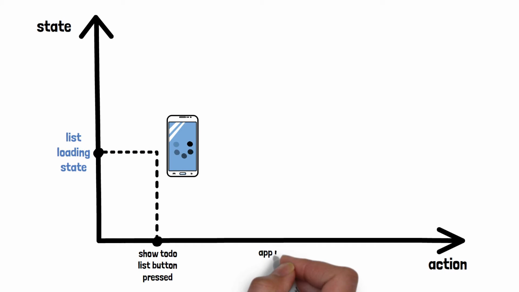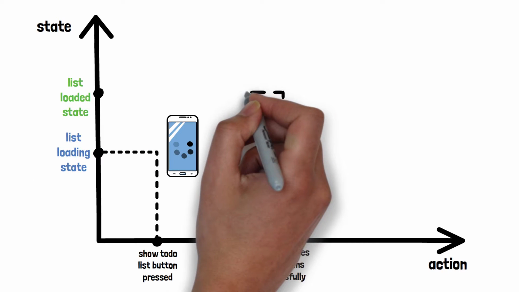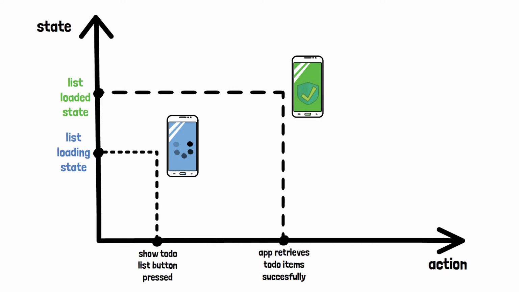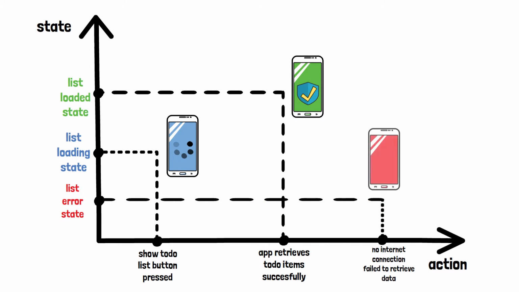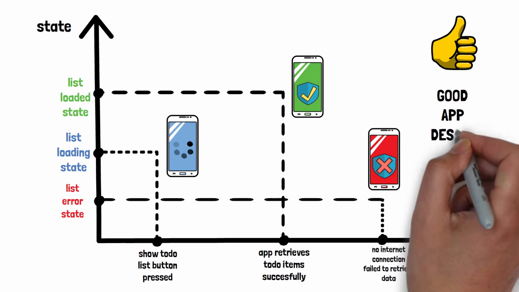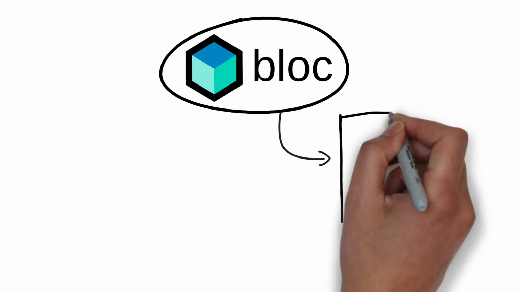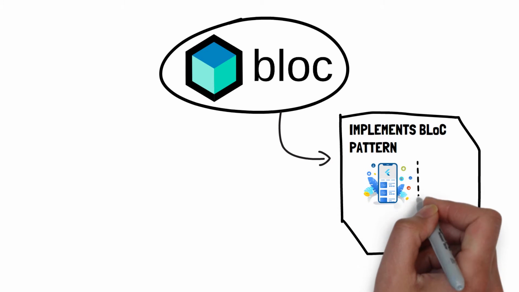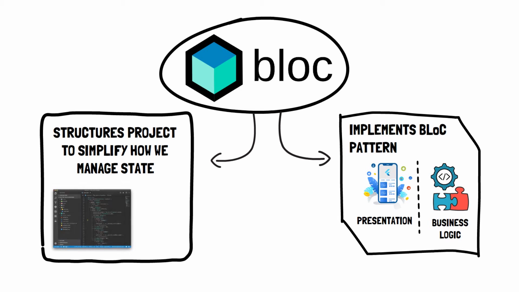For example, when the data is fetching, the app should be in a loading state displaying a loading animation on the screen. When the internet is off, the application should display a pop-up to let the user know that there is no internet connection. This is good app design, thinking of every possible case and having a state emerging from it. So not only does the BLoC library separate presentation from business logic, it also simplifies the way we manage the state of the application.